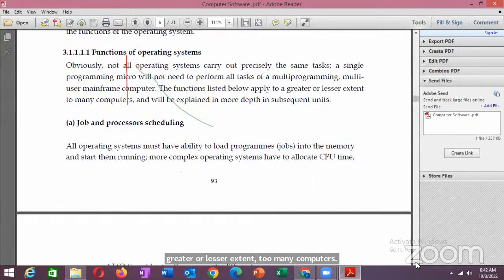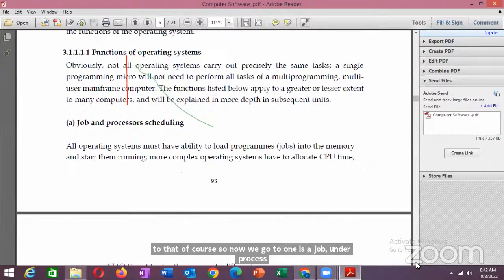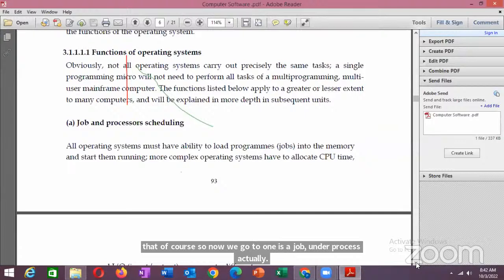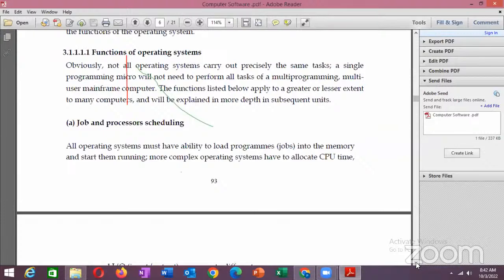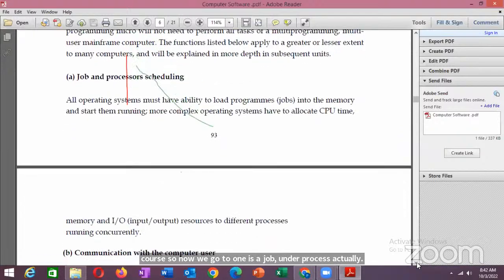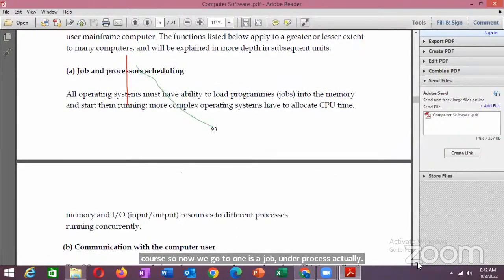So now we go to one: job and processor scheduling. All operating systems must have the ability to load programs into memory and start them running. More complex operating systems have to allocate CPU time. So it's very important when they allocate CPU time, memory, input, output resources to different processes running concurrently. So job and processor scheduling is one of the functions of an operating system, and which you need to know.